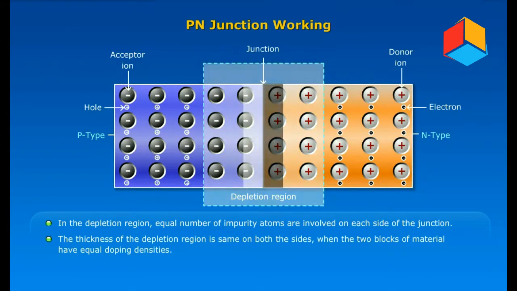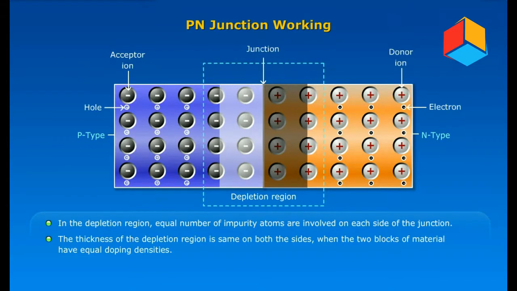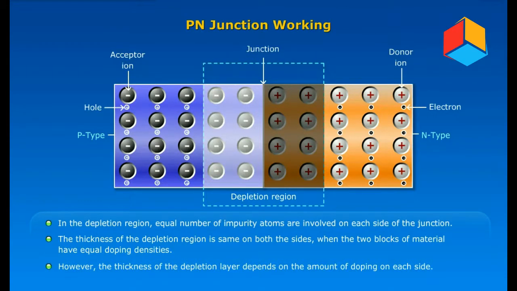The thickness of the depletion region is the same on both sides when the two blocks of material have equal doping densities. However, the thickness of the depletion layer depends on the amount of doping on each side.